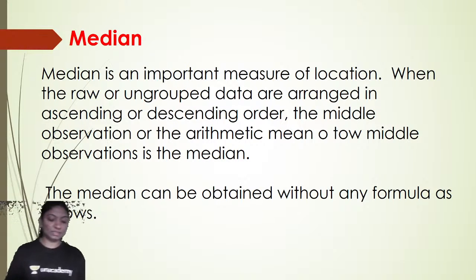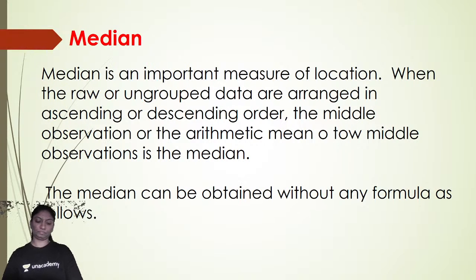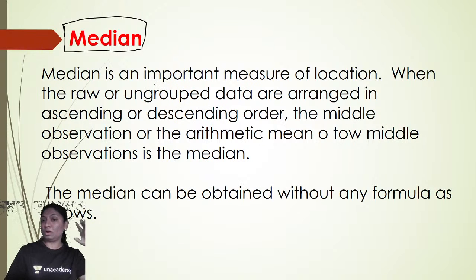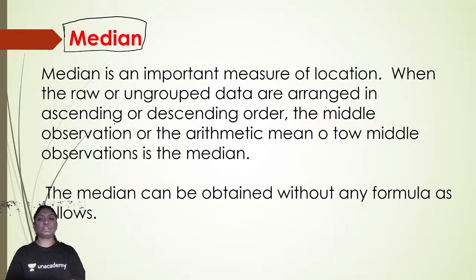Forward. Next concept is median. ये सारे एवरेजेस निकालने के ही फॉर्मूले हैं, राइट? मीन है, मीडियन है. मीडियन इज इम्पोर्टेंट मेजर ऑफ लोकेशन. When the raw ungrouped data are arranged in ascending or descending order, the middle observation or the arithmetic mean of two middle observations is the median. Okay, so यहाँ पे middle observation is the median.